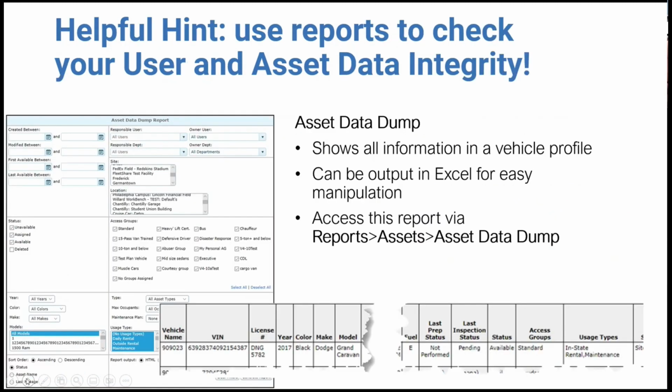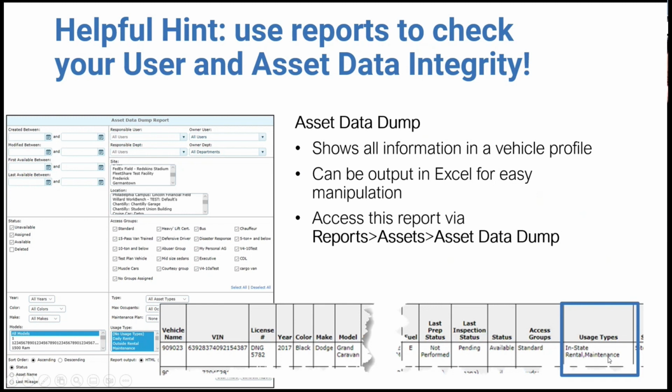A suggestion, a hint in regards to making sure all vehicles have the settings that you want them, be it the usage type or just really any item that might be found within a vehicle profile, is to make use of the reports that we have. For assets, there's the asset data dump. For reports, assets, asset data dump. And you can see there when you run that report, one of the columns that is extracted out of the vehicle record is the usage types.